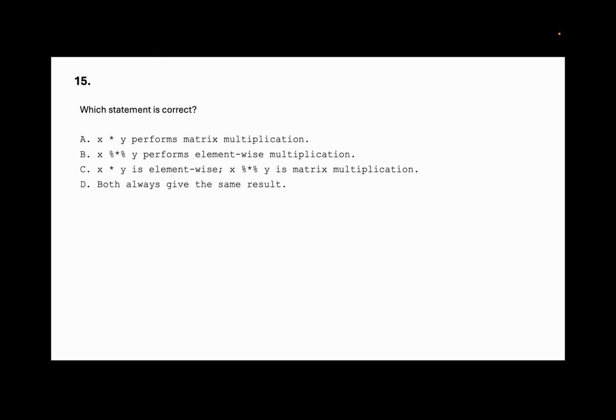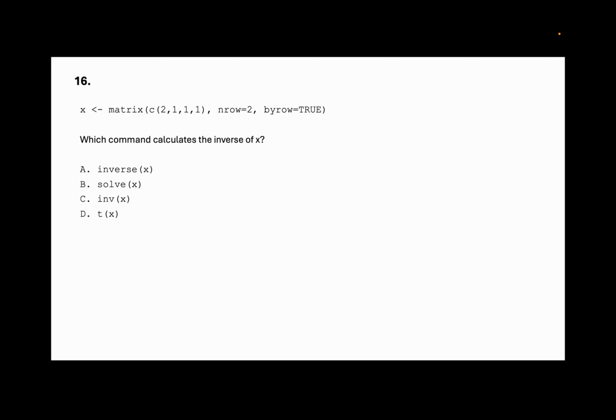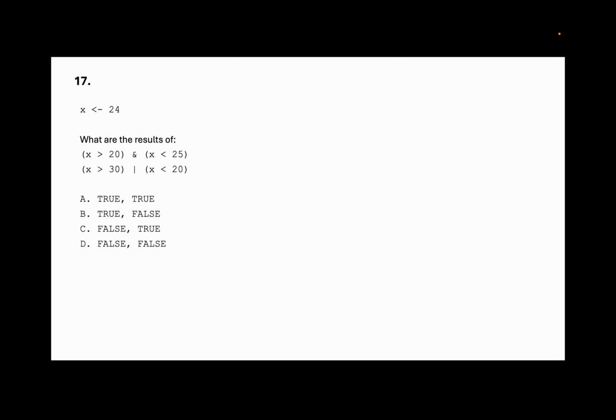So which statement is correct? C. Yes. B. Yeah. So what is the result of this? X greater than 20 and X less than 25. First is true, second is false. B. Okay.